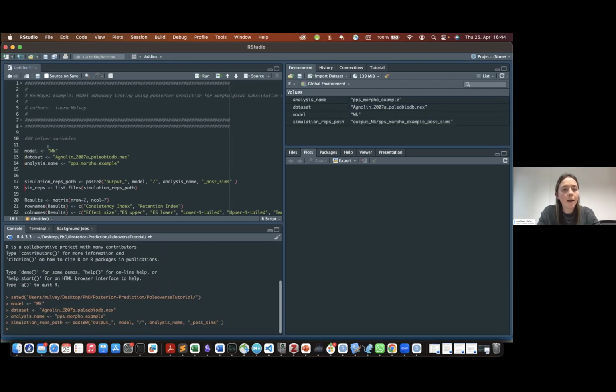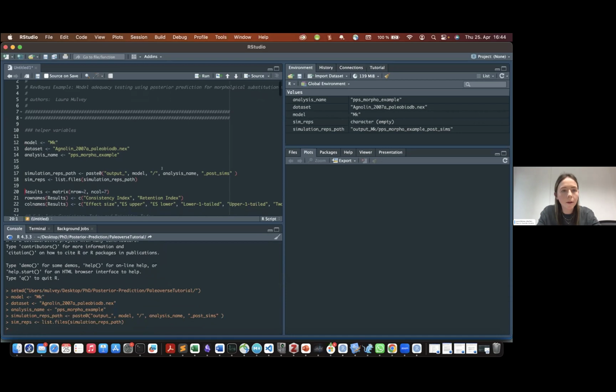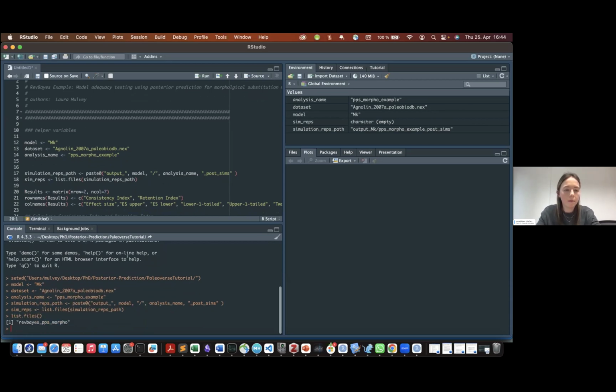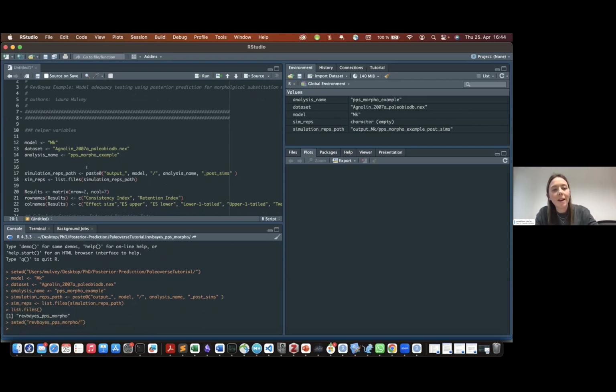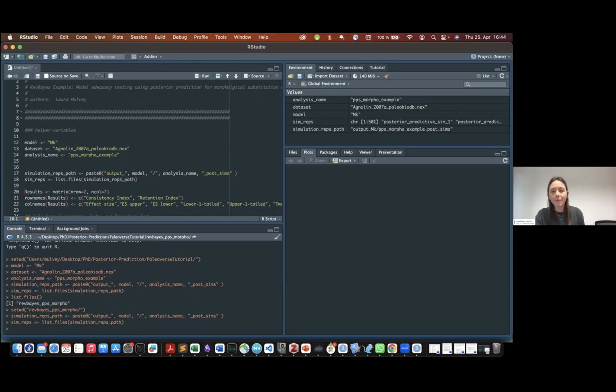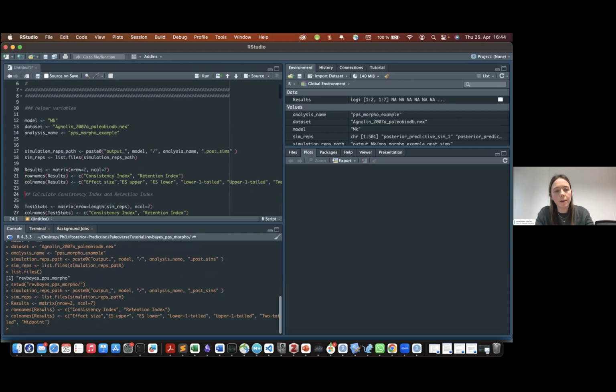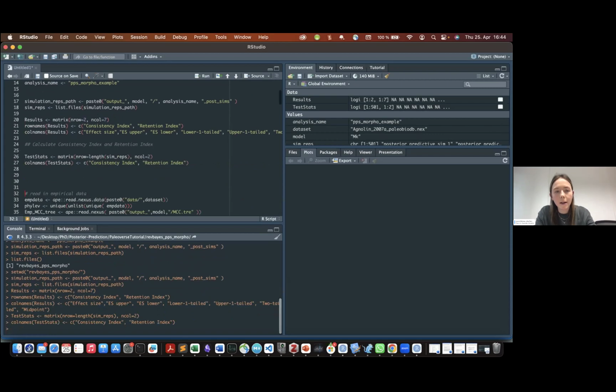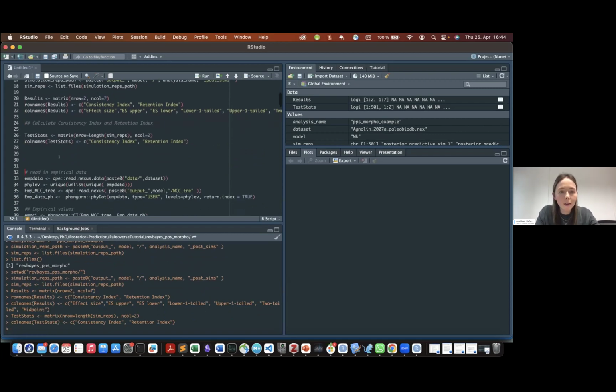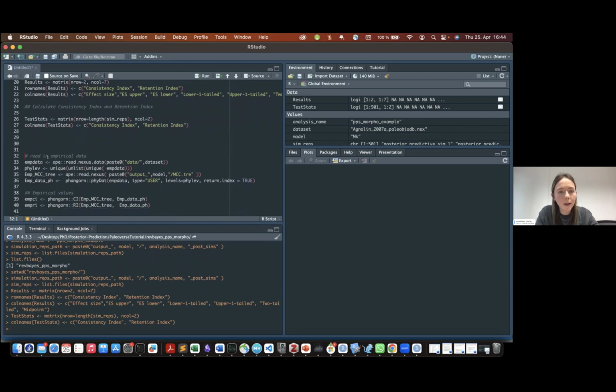And then you want to read in your simulations. So then you read in your simulations, and here we have 501 that we ran, and then just make a container for your results. And then this part here is to calculate our consistency index and retention index. This is done using the Claddis R package. Also, we need the ape R package to read in our trees.